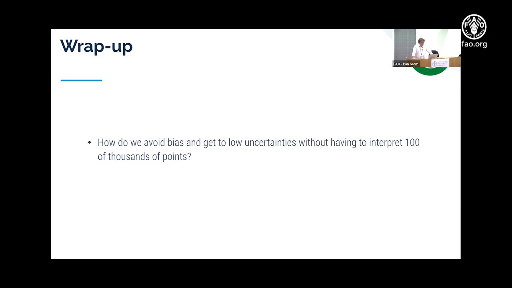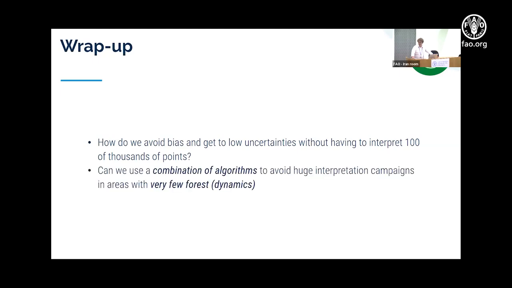So to wrap up, we're addressing the question of how to avoid bias and get to low uncertainties without having to look at all of those points. And for this, we propose to use a combination of algorithms, a kind of convergence of truth from all the information we can get between global data, time series data, and algorithms, to avoid huge interpretation effort in areas where we know that there's not a lot of forest or not a lot of forest dynamics.